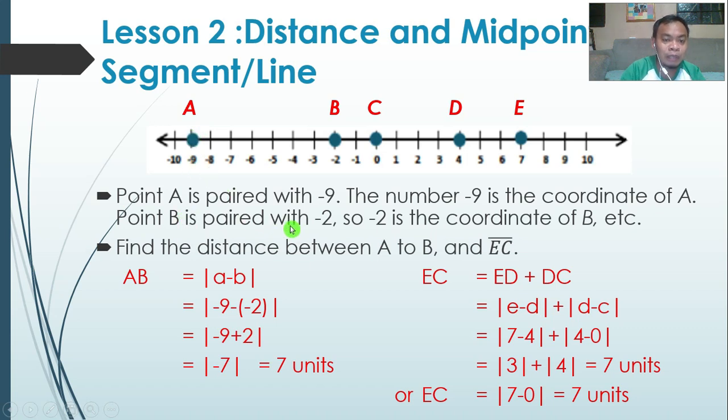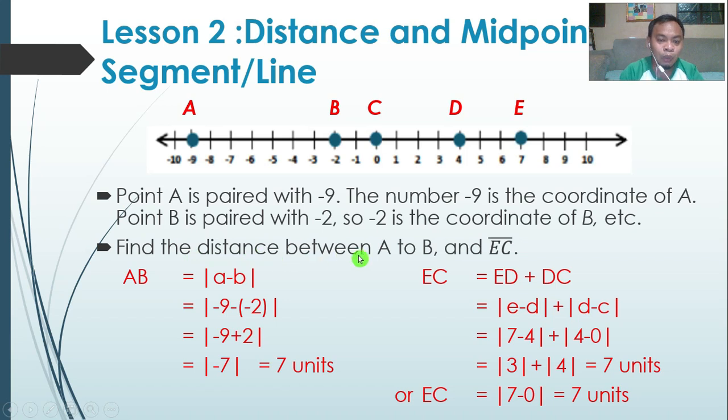Okay? Then, point B is paired with negative 2. Saan si point B? Ang kanyang pares ay negative 2. So, therefore, negative 2 is the coordinate of point B. And so on. Same also with C. C is 0. So, 0 is the coordinate of point C. D, 4. So, 4 is the coordinate of point D. And 7 is the coordinate of point E.